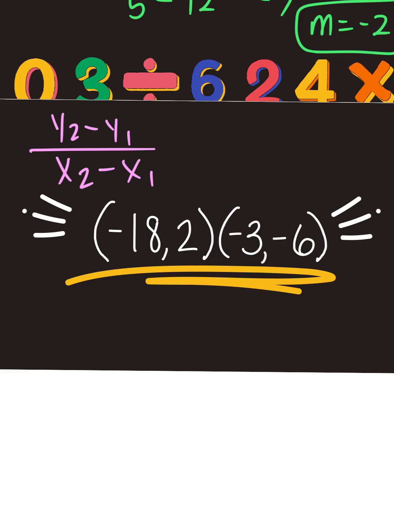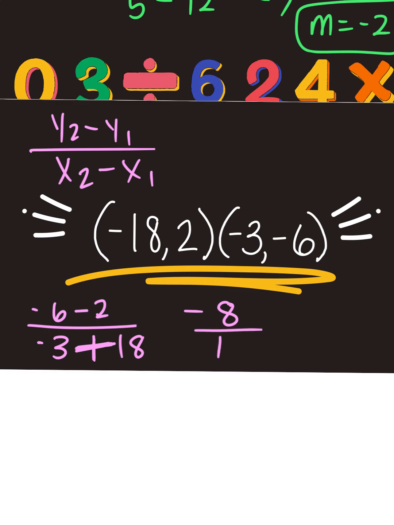All right. y2 is negative 6 minus y1, which is positive 2, over x2, which is negative 3, minus x1, which is negative 18. So in the numerator, negative 6 minus 2 gives you negative 8. And -3 minus -18 really makes it -3 plus 18, which is positive 15. Now, if you look at 8 and 15, is there any number that 8 and 15 are both divisible by?